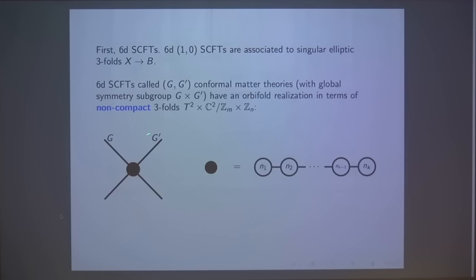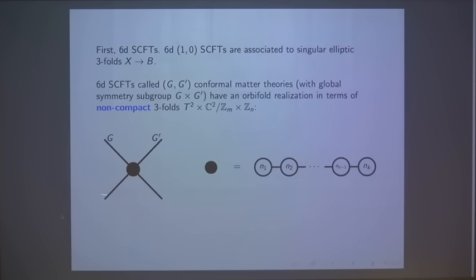So in particular, I like to focus on a particular class of SCFTs called G, G prime conformal matter theories. And these theories are characterized by the existence of a global symmetry subgroup G cross G prime. And these theories are important to my discussion because they have an orbifold realization in terms of non-compact threefolds, namely T2, just a 2-torus, times C2 mod the abelian group Zm times Zn.